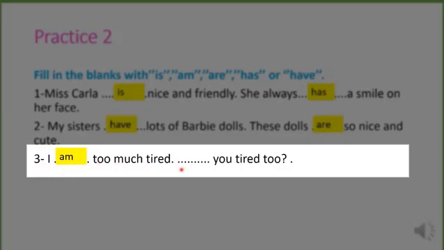Too much tired. You tired too? You here. You tired too? Question mark. What can I use here? Is with you? Of course not. Are. So we can say, are you tired too? So here the subject is you. The pronoun you is a plural pronoun, so it takes are.